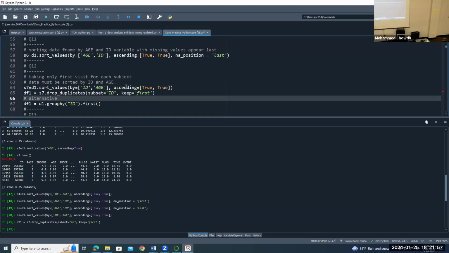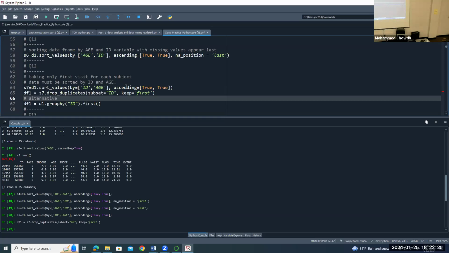I wrote here, in line 20, I sorted the data by ID and age variable in ascending order. This is the sorted data. From this sorted data, I drop duplicates: S7 dot drop underscore duplicates, subset ID by ID and keep first. Understand? Keep first.